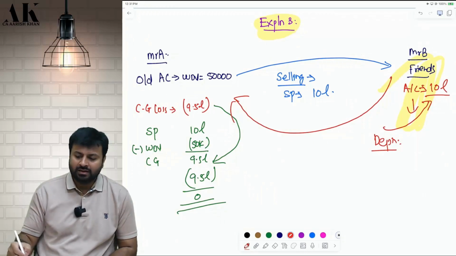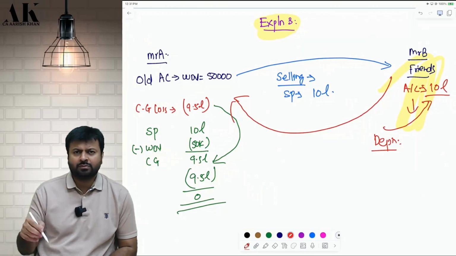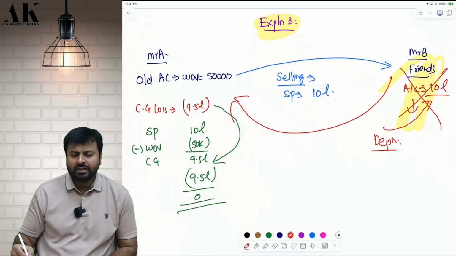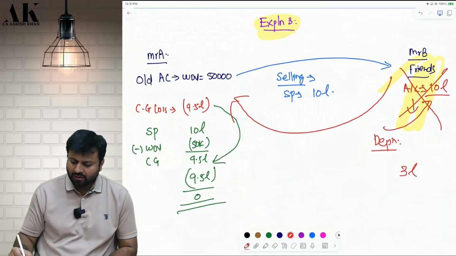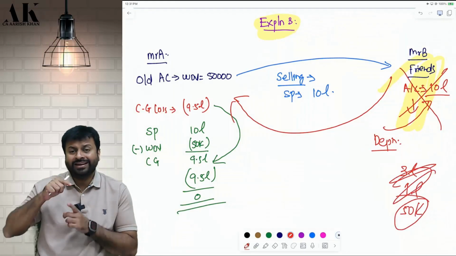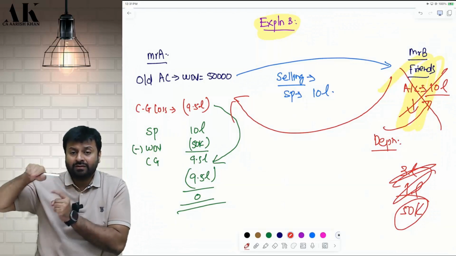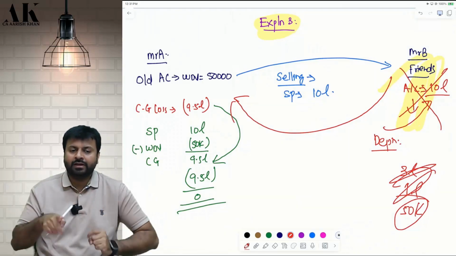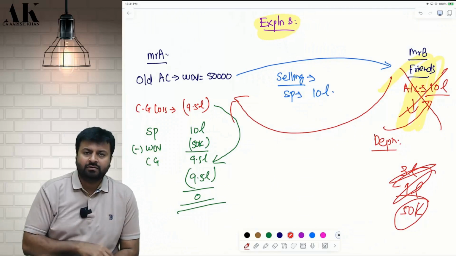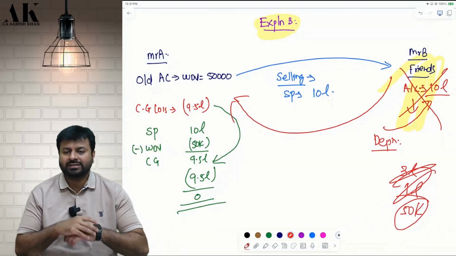Are you clear? And suppose the assessing officer, with the prior approval of the joint commissioner, determines the actual cost to be 3 lakh rupees or 1 lakh rupees or for that matter 50,000, then your entire income will be recomputed based on what? The actual cost of this amount. Are you clear? Did you understand? Please tell me.